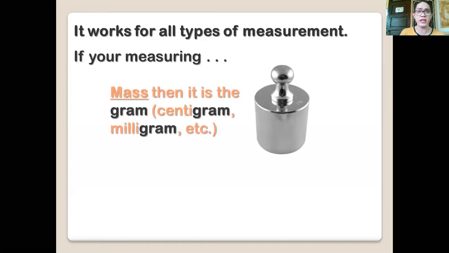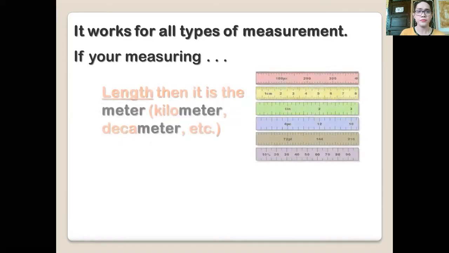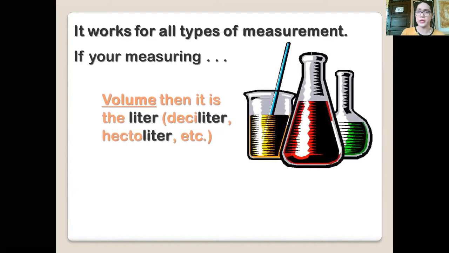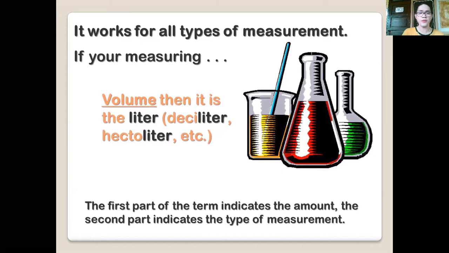If you're measuring mass, then it is the gram, centigram, milligram, etc. For the length, you use meter, kilometer, decameter, etc. For volume, you can use the liter, deciliter, hectoliter, etc. So the first part of the term indicates the amount. The second part indicates the type of measurement. Okay, for example, centi and gram.